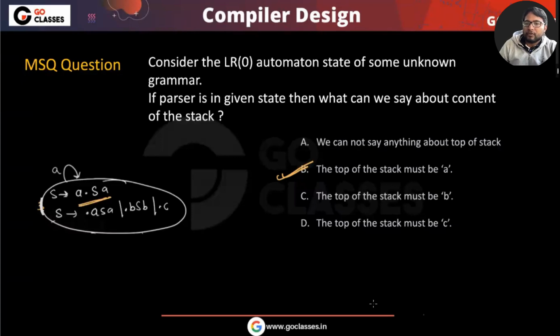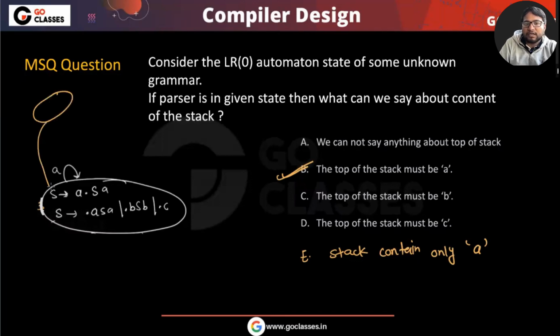Cool. Can you say that the stack content contains only A? Is this true? The stack only contains A if you are in this state? No, right? Whatever the initial state is, from here you might have reached there. And first of all, it is by the way a self loop, so there could be multiple A's. Also, whatever the initial state is, you might have reached using some path. So the stack must also contain all of this.